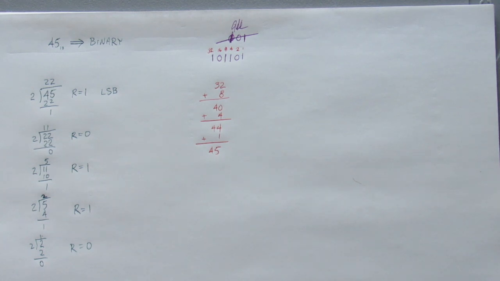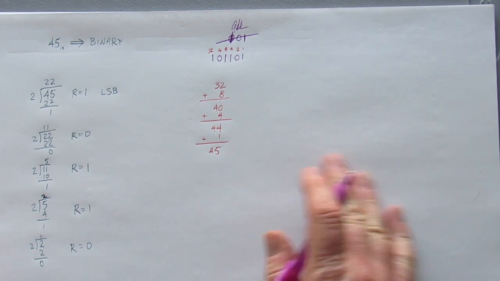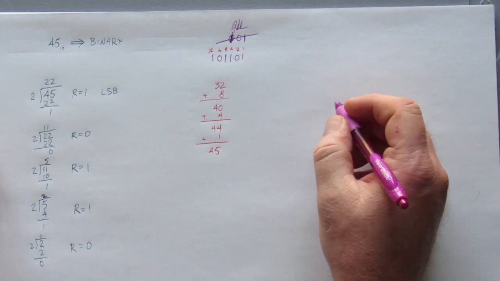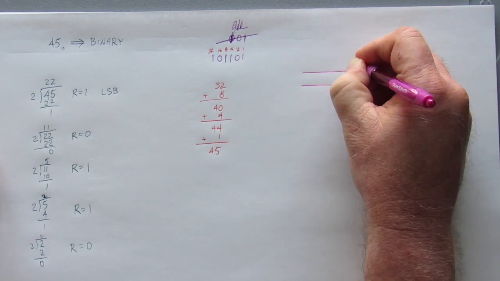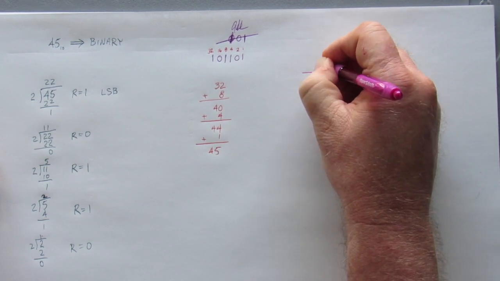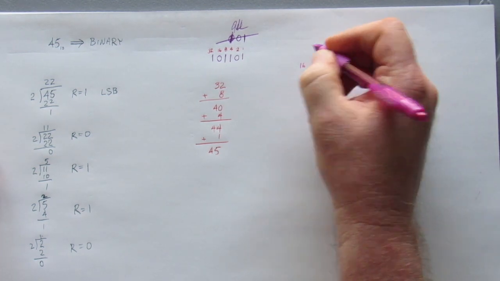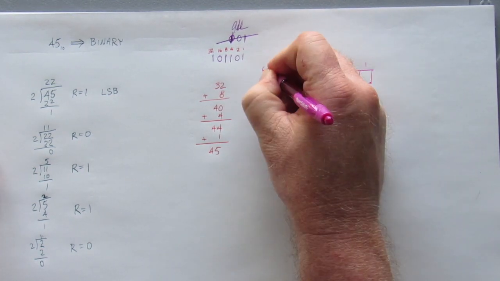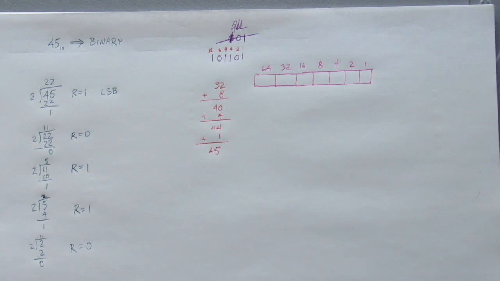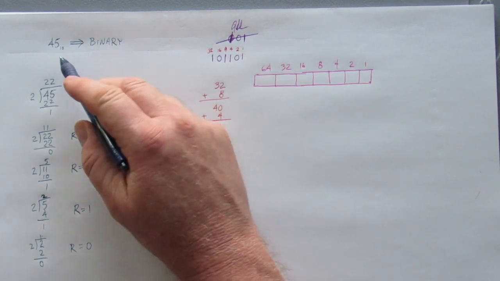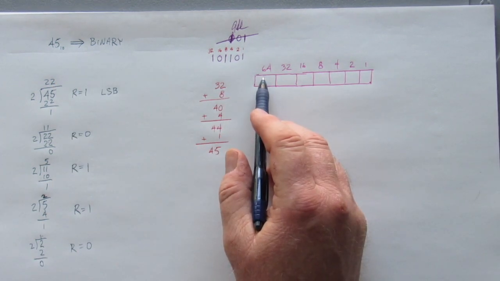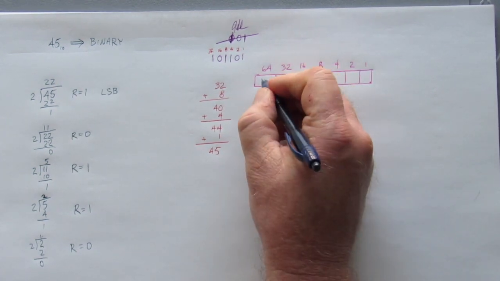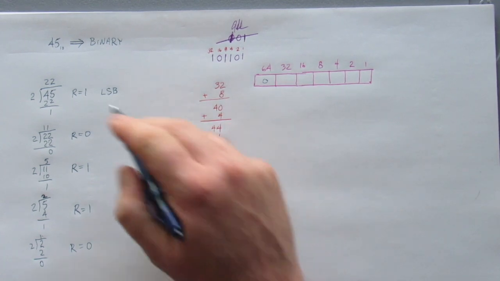So I want to show you a different way of converting from decimal to binary. Let's use the same number, 45. But this time I'm going to set up my columns. I've got 1s, 2s, 4s, 8s, 16, 32, 64. What I can do here is fill in the blanks based on the number I'm trying to convert. 45 is smaller than 64, so I can't use this one. That could be a 0.